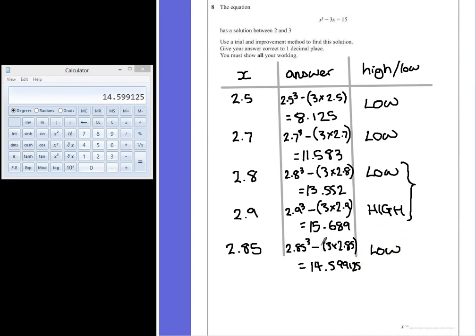So it shows that the answer has got to be bigger than 2.85, therefore 2.9 is the closest value to one decimal place. We can see that with the fact that this is only 0.689 away from 15, whereas 2.8 was nearly 1.5 away. So 2.9 is your final answer.